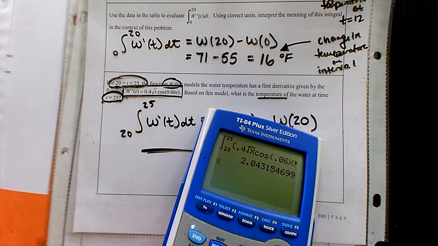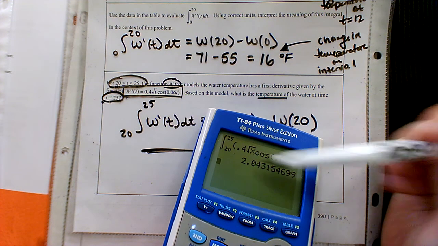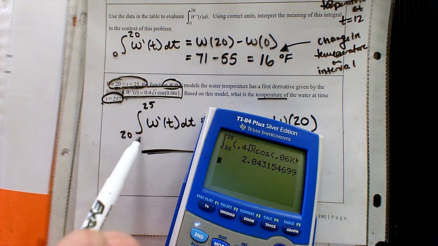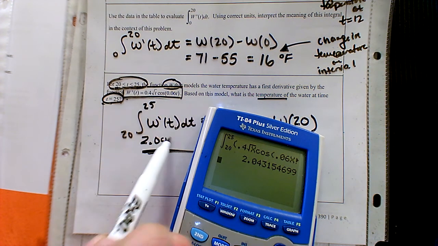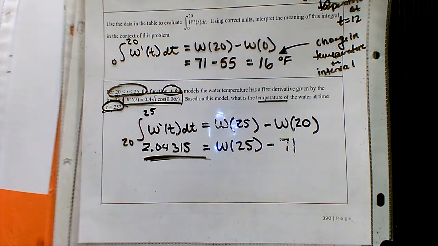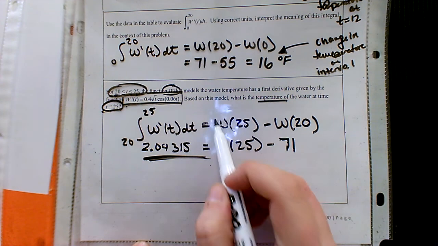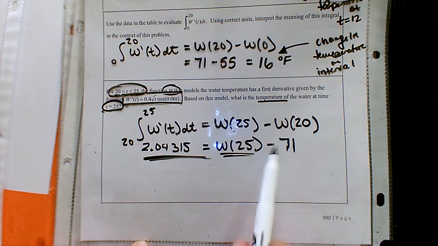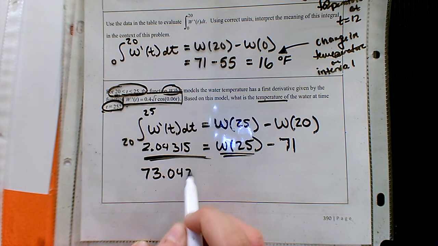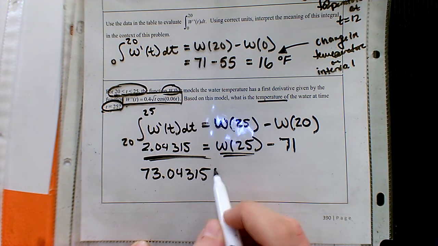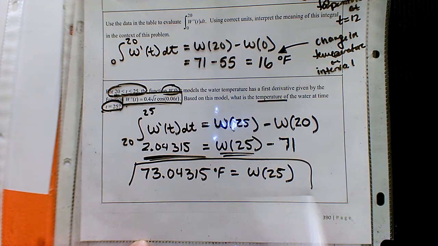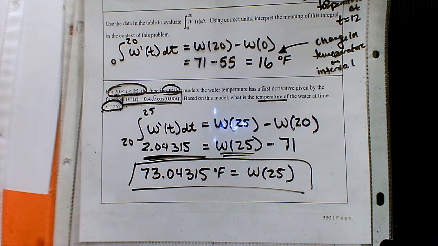Now, we only round our final answer to 4 decimal places, but clearly this is not our final answer, so you should probably use a little bit more than that, like 5 or 6 decimal spots. So 2.04315. All right, to solve for the temperature at time 25, we can just add the 71 over. So 73.04315 degrees Fahrenheit. All right, so Cole, you were right. It was bigger than 71.